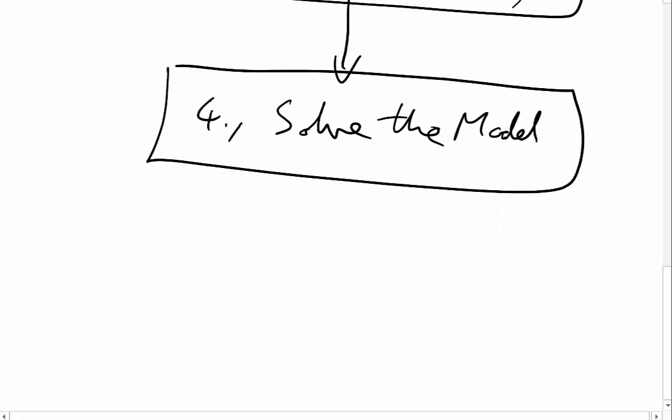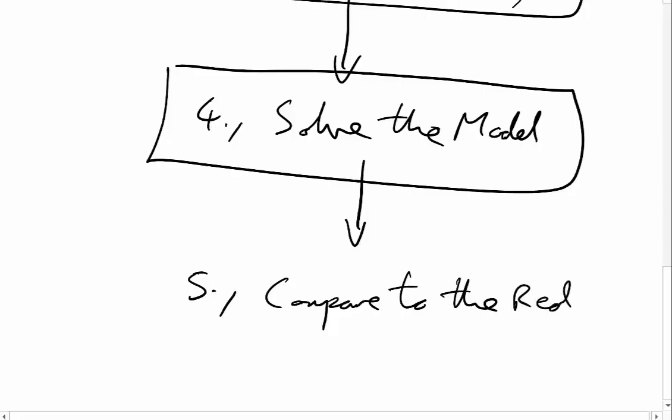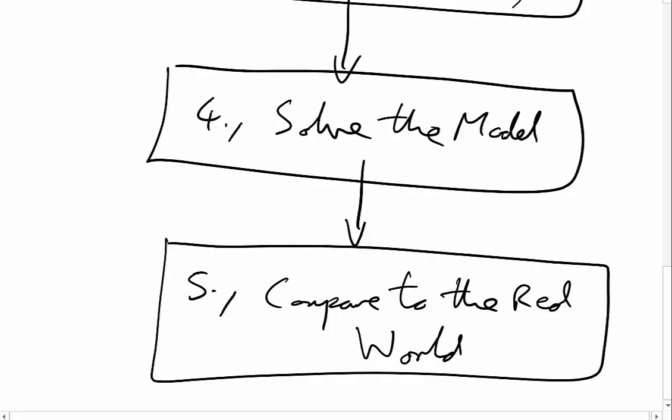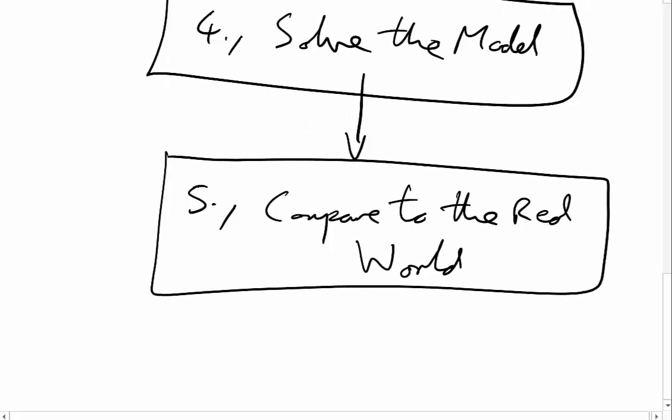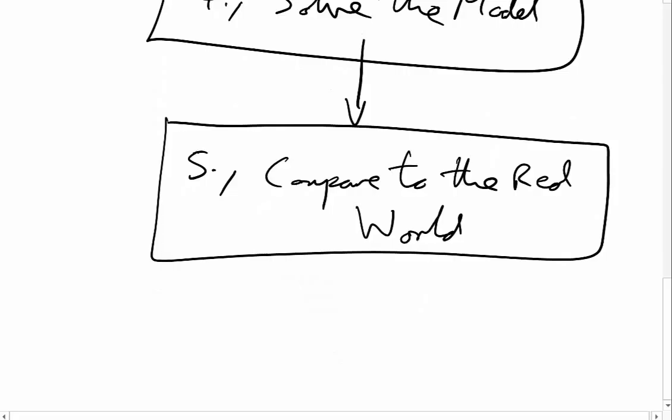Once you get the results out, the next step is to compare your model to the real world. In other words, you get the solutions to your model, and you compare those solutions to what you would expect in the real world. For example, if you form a model and you think it's a pretty good model, but the results you get out of it are totally different to what actually happens in the real world, then the model's no good, or perhaps it needs tweaking.